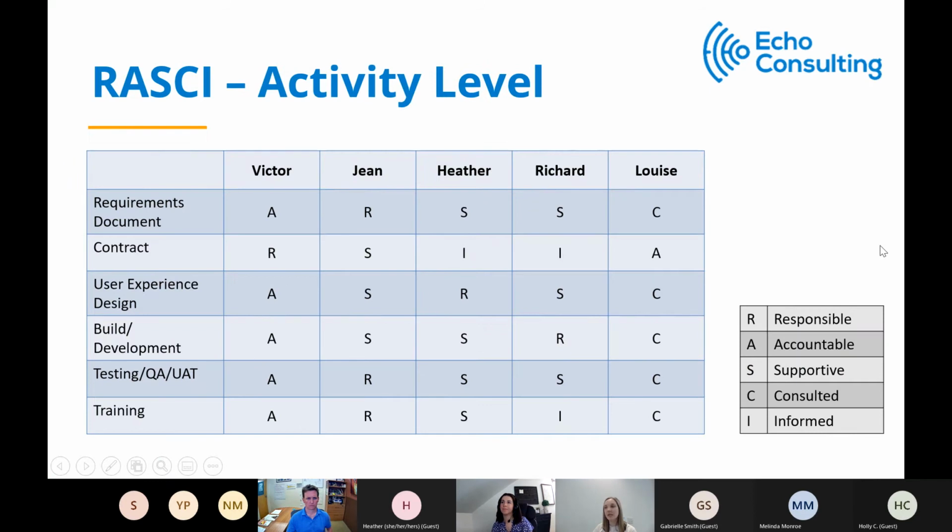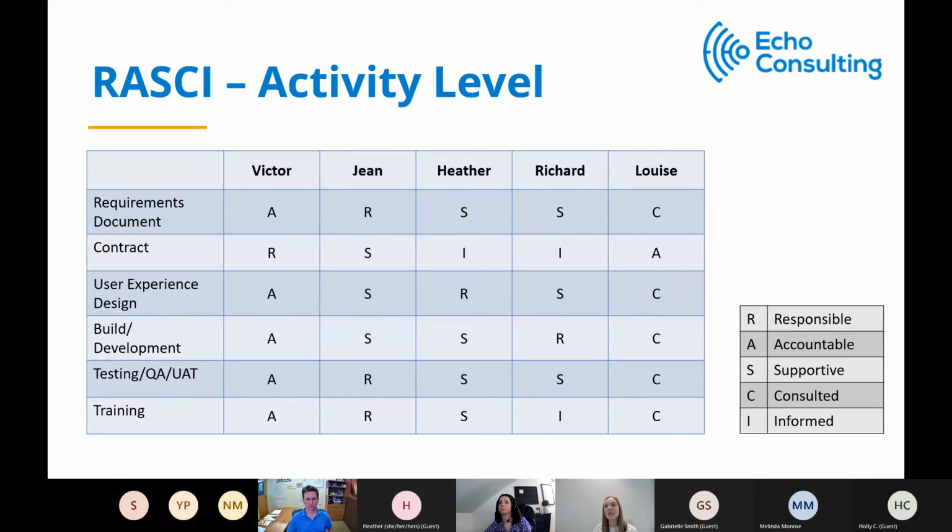And this is an example of how you can apply the activity, right? So we have the list of different project actions and then who the different stakeholders are and then where they're responsible, accountable, supportive, consulted, or informed. So here you can see Victor, that's likely our director of sales, right? So he's accountable for all these items within the project. He signs the budget because he's in sales, he's really responsible for that contract.